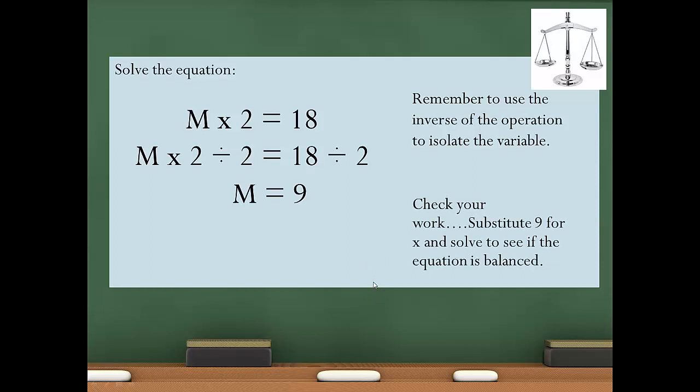Just a little reminder to check your work. Go ahead and go back and substitute 9 for m. We have 9 times 2 equals 18. Our equation is correct, so we have a correct answer with 9.